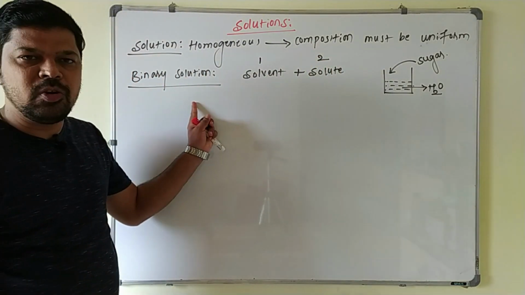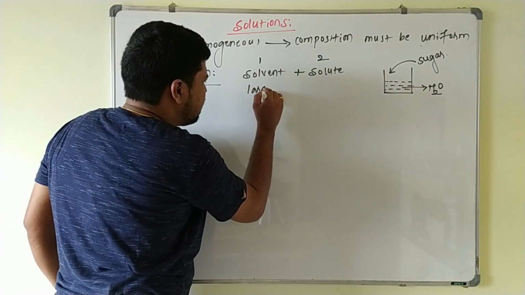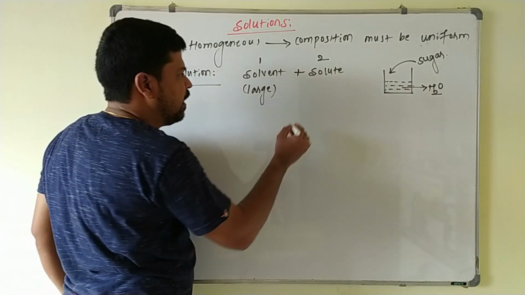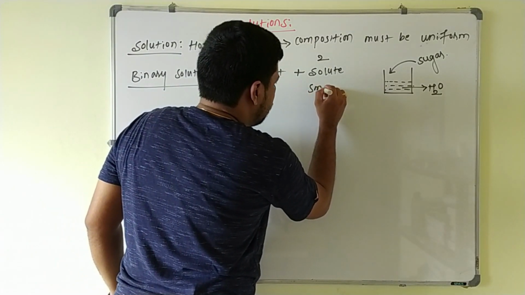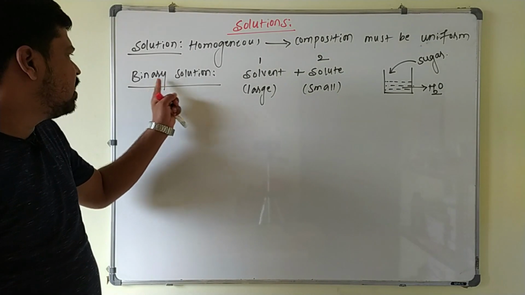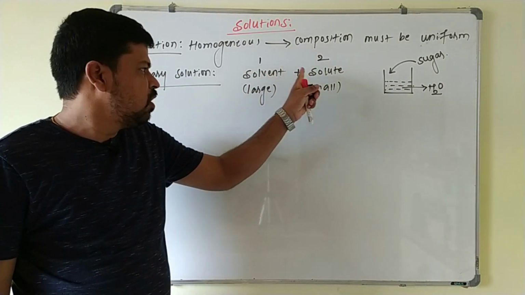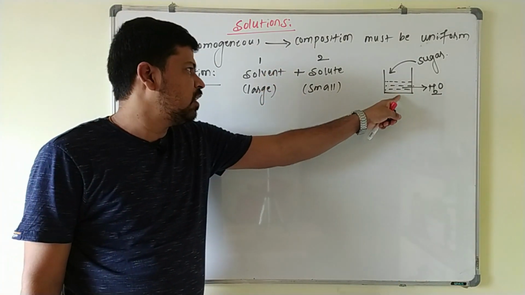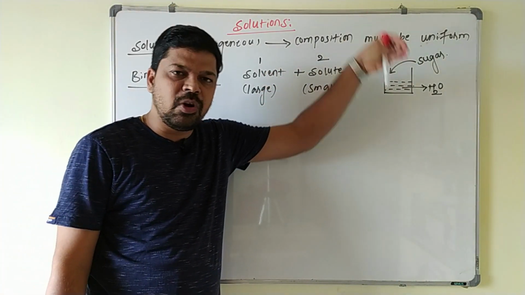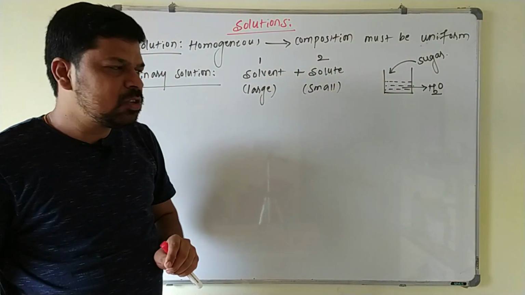Always in a binary solution, the solvent is the component which is present in the large quantity, and the solute is present in the small quantity. So it is a binary solution made up of only two components, solvent and solute. Usually the solvent is water, and the solute is whatever solid you are dissolving into the liquid.